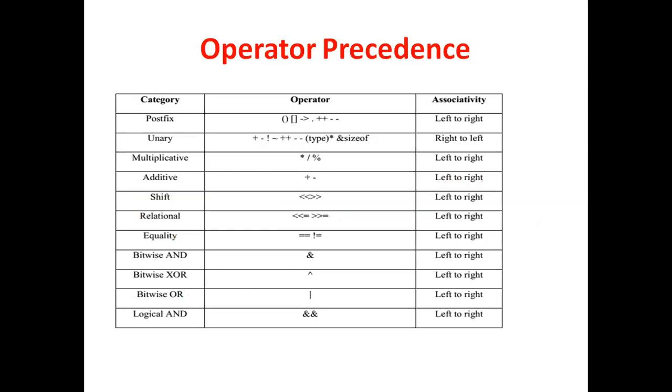So, operator precedence. Here different operators are there. First one is postfix operators, associativity left to right. Then after that unary operators, multiplicative operators: multiplication, division, modulus. Then addition and subtraction. Then shift operators are there. Then relational operators are there: equal to, not equal to. Bitwise operators are there. Logical operators are there, and so on. This is the way: these are the highest priority, these are the lowest priority.